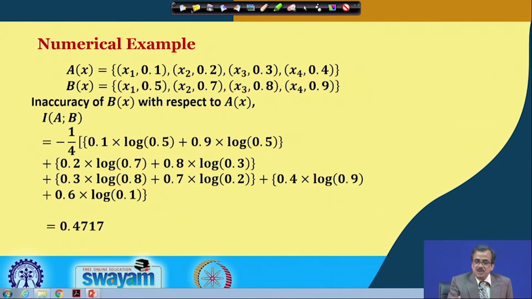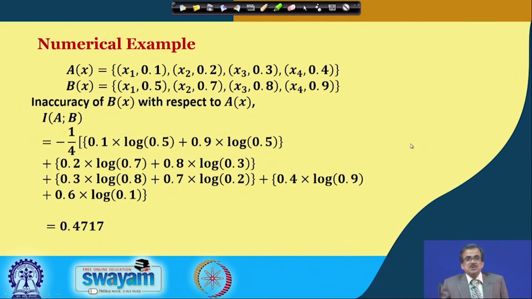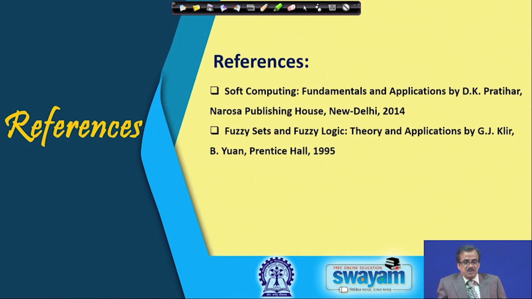Now, this is the way we can calculate the inaccuracy of a fuzzy set with respect to another fuzzy set. For the reference of this discussion, you can see the textbook Soft Computing: Fundamentals and Applications written by me, published by Narosa Publishing House, and the reference book you can see is Fuzzy Sets and Fuzzy Logic: Theory and Applications written by George Klir and others, which is published in the year 1995.